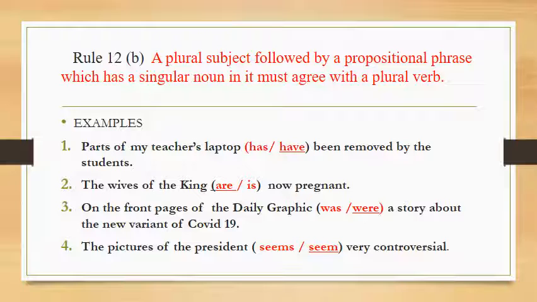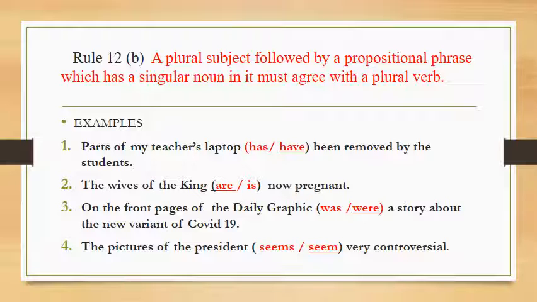Number 2, the wives of the king are now pregnant. So wives becomes the plural subject and it must go with the plural verb are. So the subject is the wives but not the king.